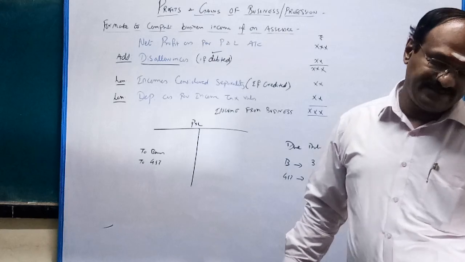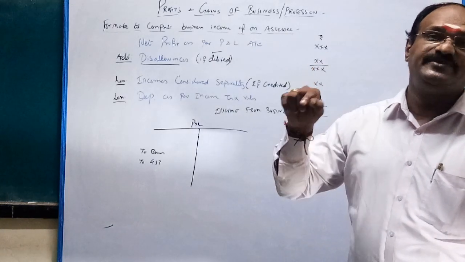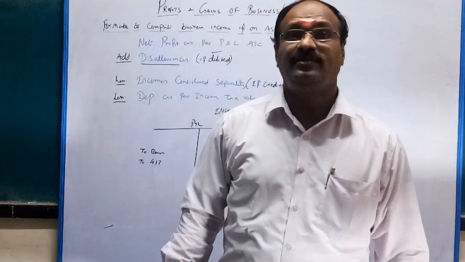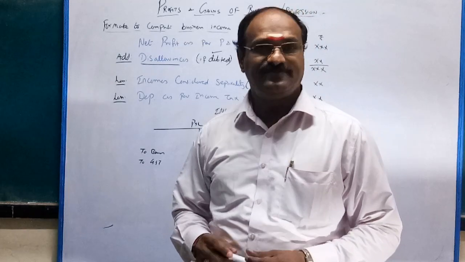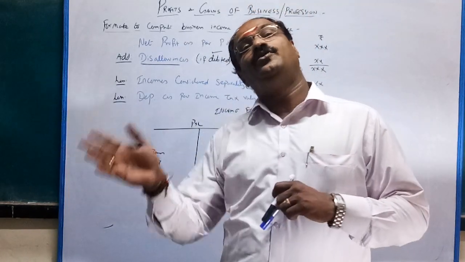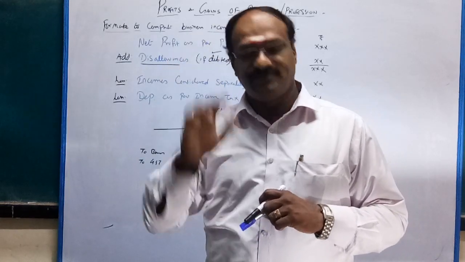Next, general expenses include personal expenditure of 10,000. So you have to disallow general expenses to the extent of 10,000. Repeat: general expenses include personal expenditure of 10,000, so you have to disallow not the entire general expenses, only to the extent of 10,000.